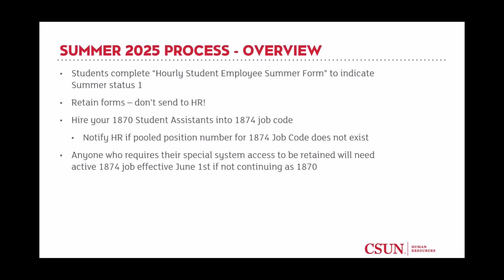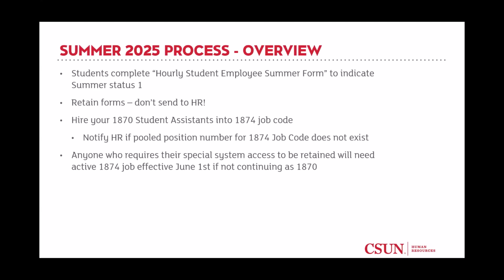So for the 1874s, if your student completes the hourly student summer form and it indicates summer status one, just keep those forms. You need to send it to us. Hire your 1870 students into the 1874 job code. Like I mentioned, notify us if the job code for your department does not exist. We would need to set that up for you. And yes, anyone who requires their special system access to be retained will need an active 1874 job.